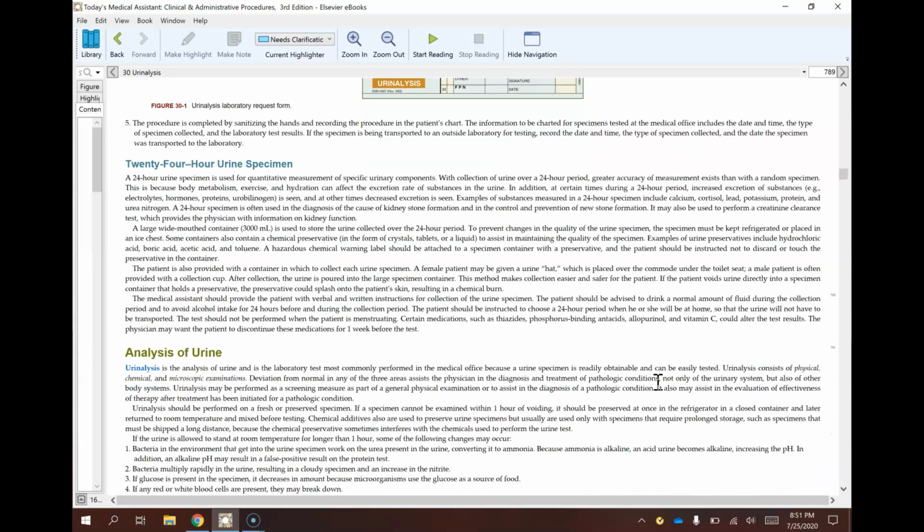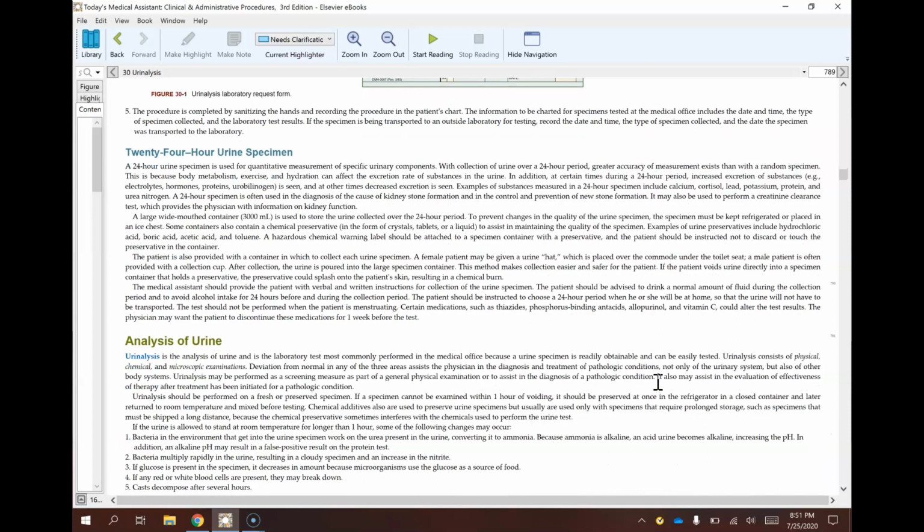Okay, so the next point that's being discussed is how to obtain a 24-hour urine specimen. And a 24-hour urine specimen is done when a provider wants to find out what is going on with the patient who is experiencing symptoms that are not responding for whatever reason to treatment.